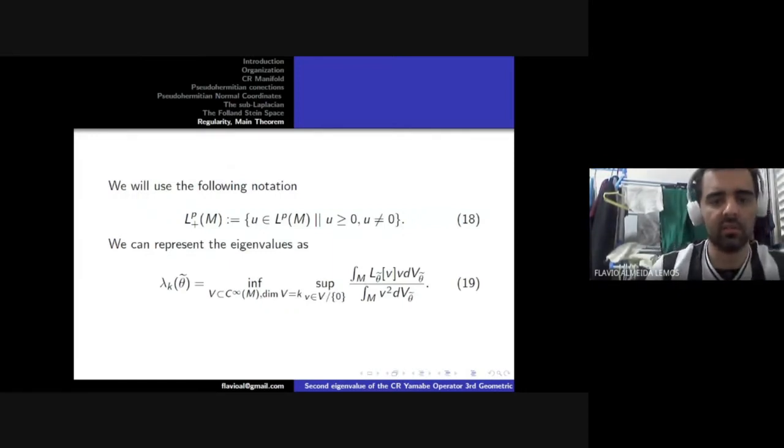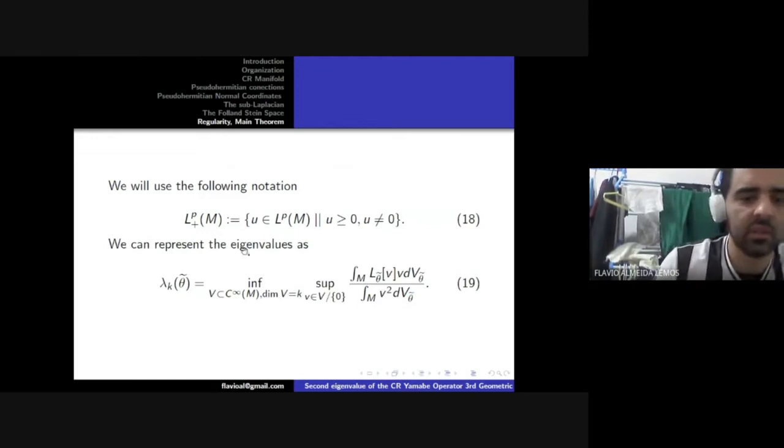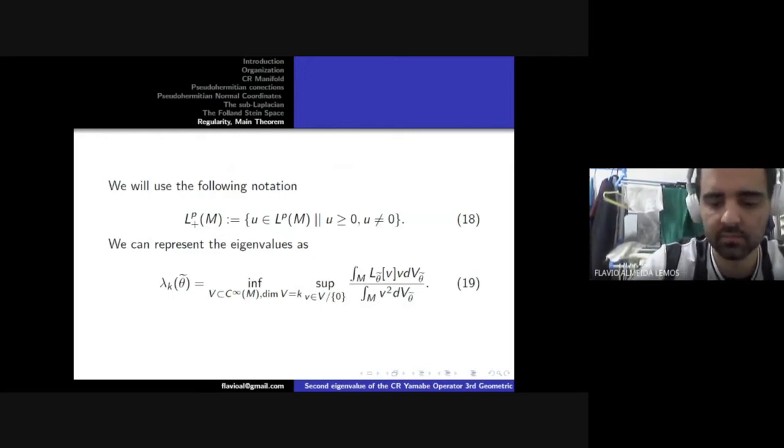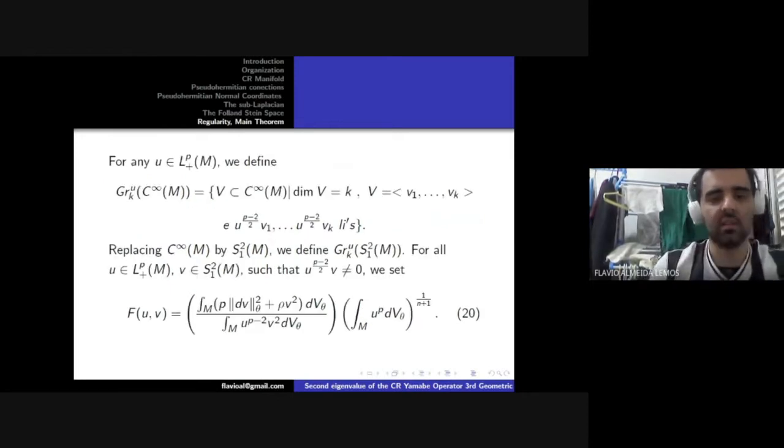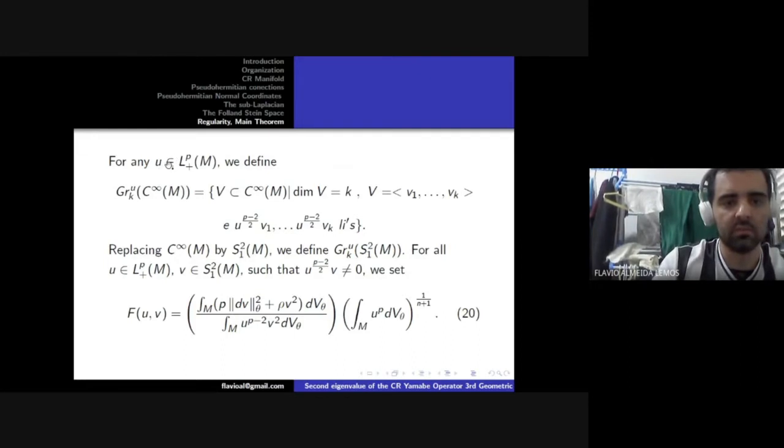I define the following sets this way, L^p plus M. Another way to see the angle values, it's important here. There's another set here. For any u in that set, L^p plus, we define this set. Represent infinity M by the following style space.